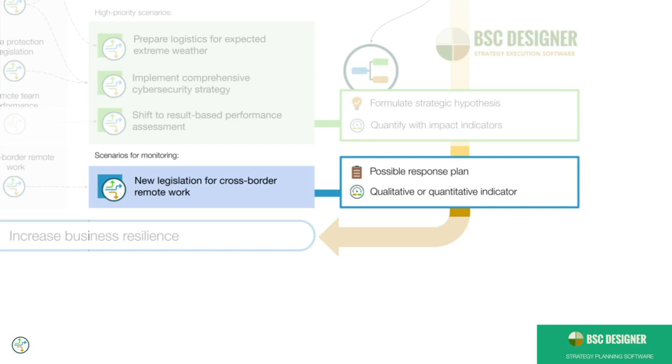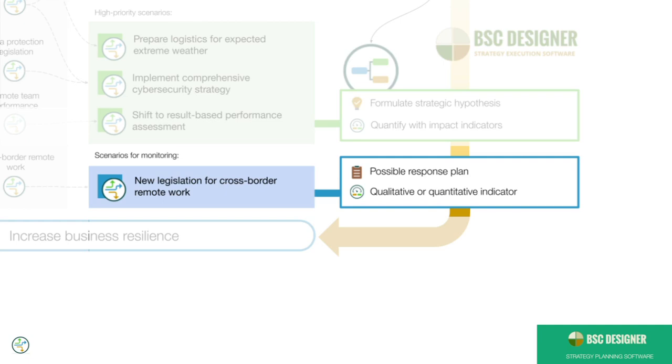Finally, the third type of scenario is scenarios for monitoring. These scenarios are not specific enough to be aligned with existing goals as a hypothesis, and they are not looking like something that might affect critical business operations, so they are not business continuity scenarios. Still, they might affect our organization in the future, and we are interested in monitoring them. It's a good idea to discuss such scenarios with your team and come up with a possible response plan.